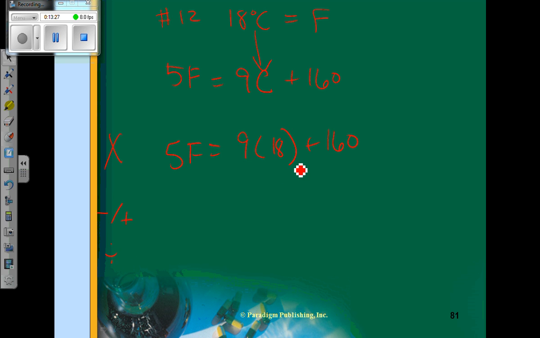So 9 times 18 is 162, plus 160. Keep bringing everything down so you don't forget. 162 plus 160 is 322. And bring it down. So now you have a number and a letter together, so you're going to divide, which is our third rule. These cancel each other out. So F would equal 322 divided by 5, and you should come up with 64.4.